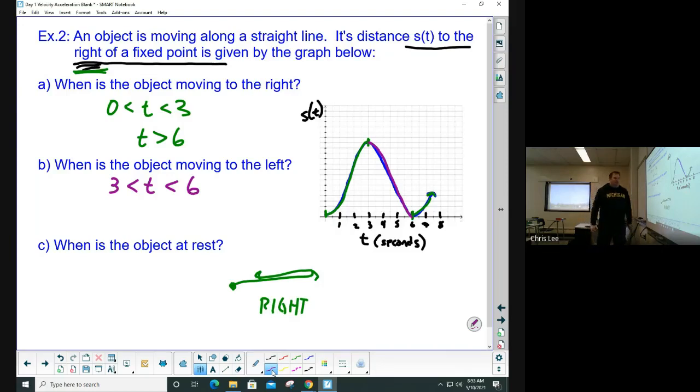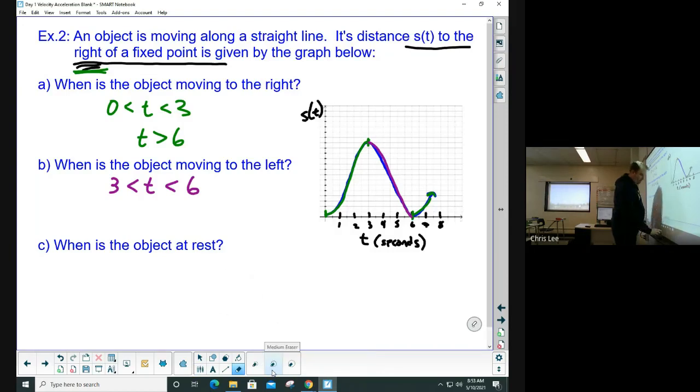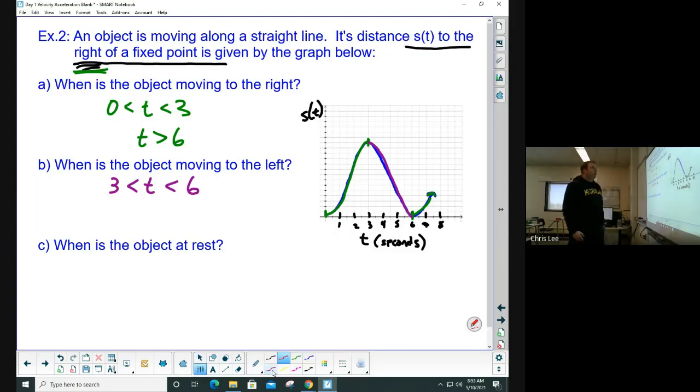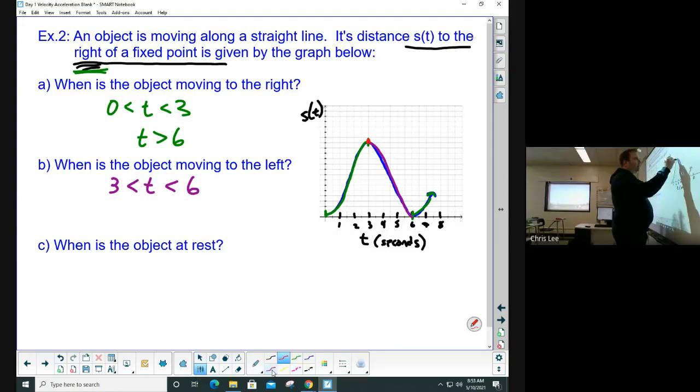And when is the object at rest? Well, that would be at the maximum, exactly, and the minimum. So at all those times, it is not moving at all, okay? And we know that because it changes from moving to the right to the left, and the slopes of the tangents, which are speed, are also 0, okay?